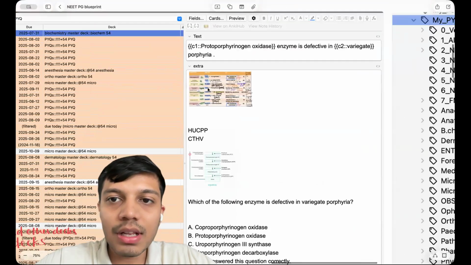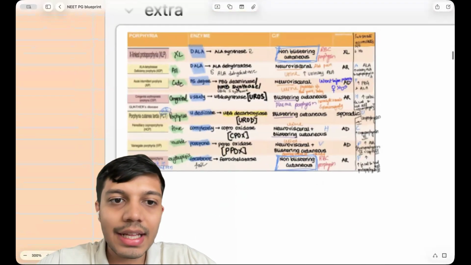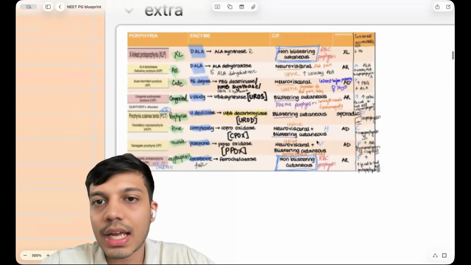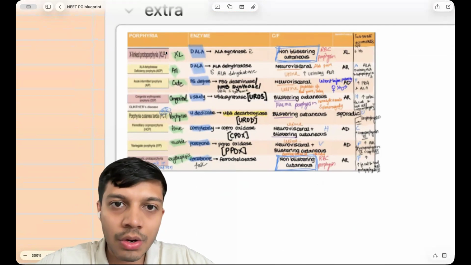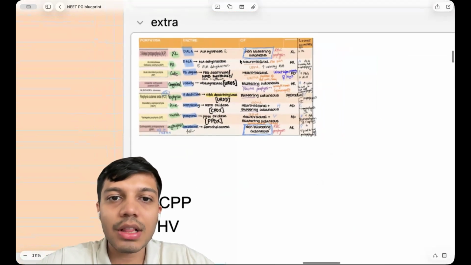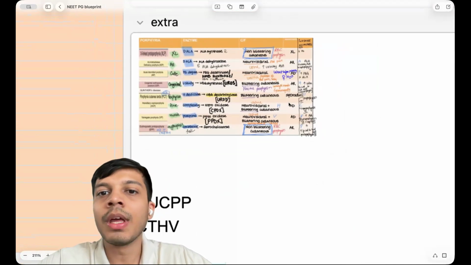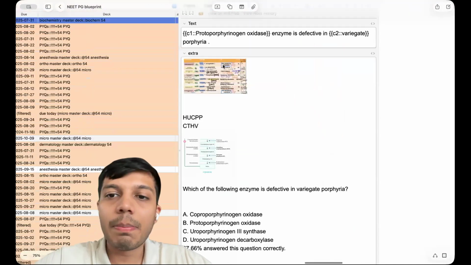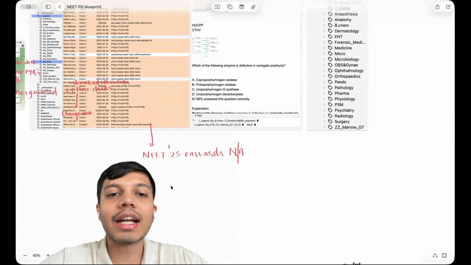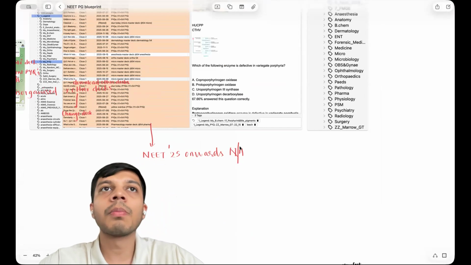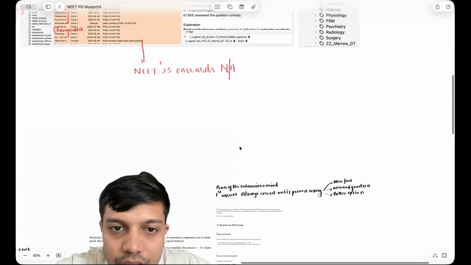So for example, this is a card on Porphyria. He has gone into extra details and added mnemonics and a table in order to remember the entire heme synthesis pathway and all the porphyrias, which of them and their inheritance, and he has also made mnemonics. So this is a big benefit of doing Anki. And again, I said he cracked INI May 25. So May 25 onwards, INI, it does not have questions.